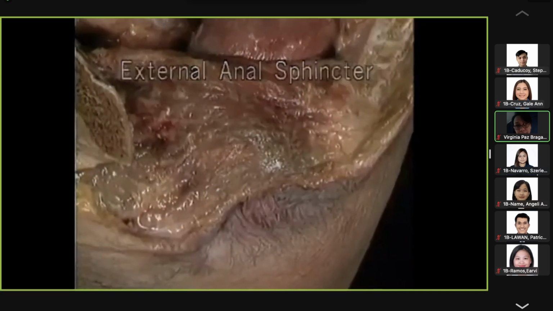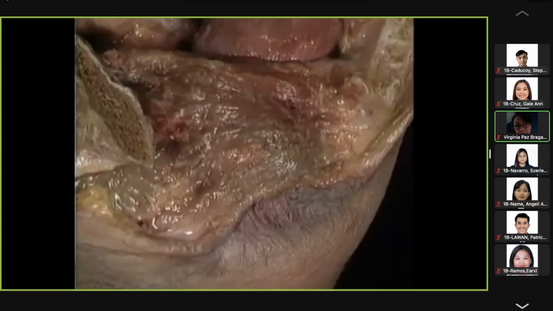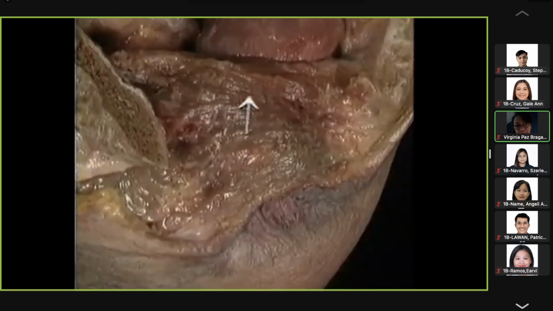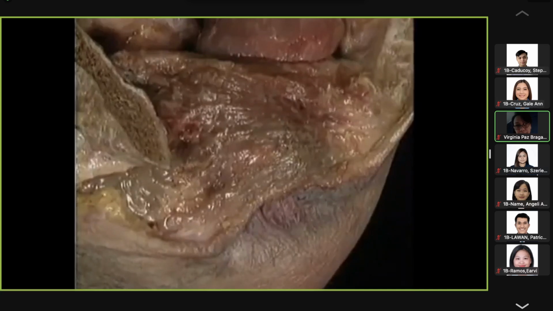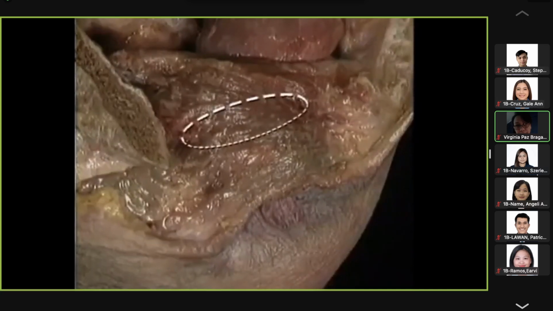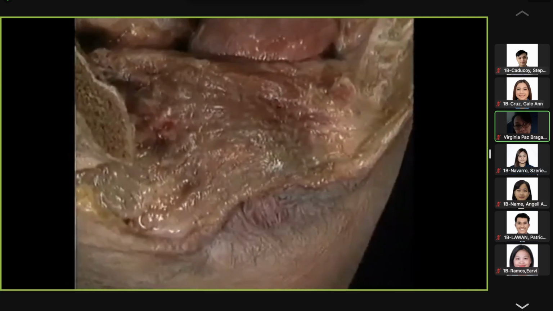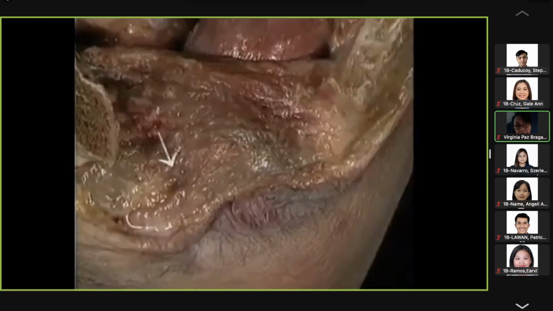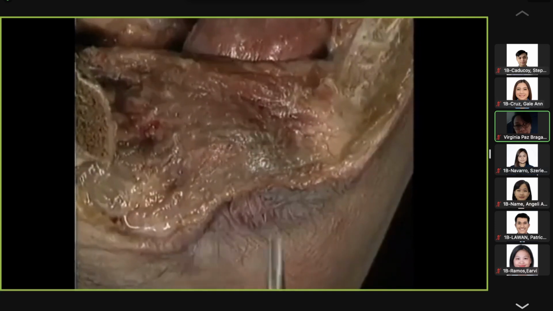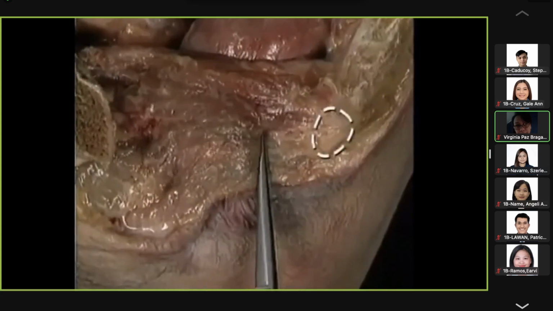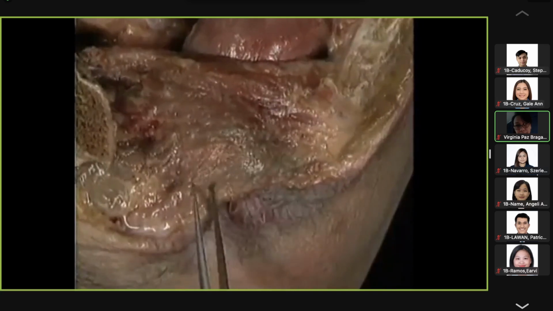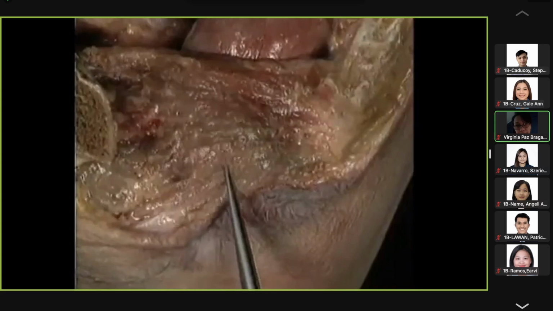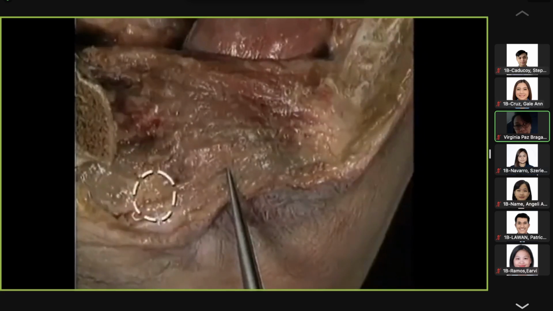It's somewhat funnel-shaped. Above, the external sphincter merges with the levator ani muscle. Its upper part consists largely of annular fibers that go all the way round. Its lower part is formed mainly of fibers that pass from back to front. Behind these, fibers are attached to the anococcygeal ligament. In front, they're attached to the perineal body, or central perineal tendon, which is here.